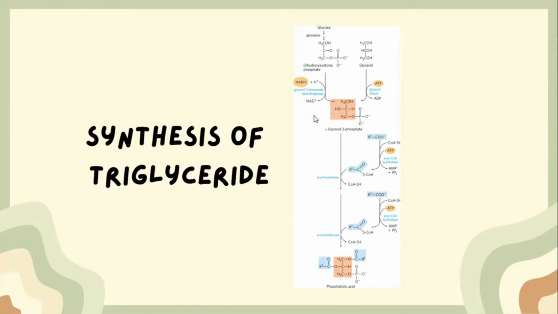The vast majority of the glycerol-3-phosphate is derived from the glycolytic intermediate dihydroxyacetone phosphate by the action of cytosolic NAD-linked glycerol-3-phosphate dehydrogenase. In the liver and kidney, a small amount of glycerol-3-phosphate is also formed from glycerol by the action of glycerol kinase. So these two processes both result in the formation of L-glycerol-3-phosphate.